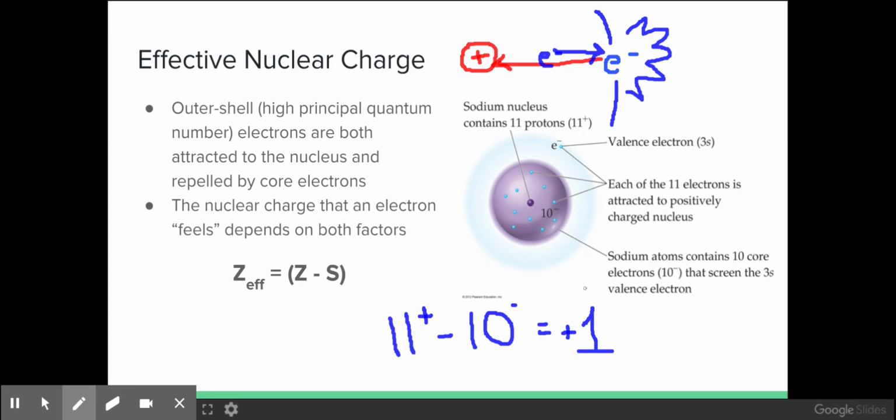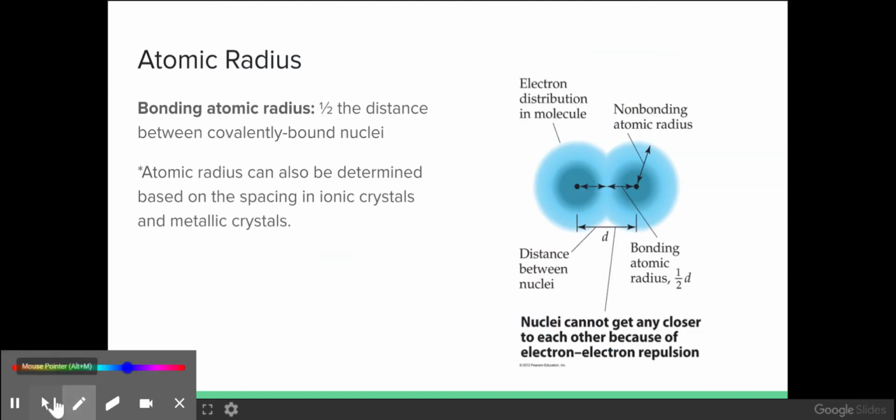You can actually look up something called Slater's rules governing effective nuclear charge and how shielding affects effective nuclear charge when we get further down in the periodic table. But for the time being, we're going to be referring to these concepts when we describe periodic trends.